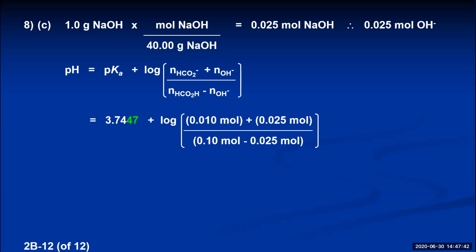So the numerator 0.010 plus 0.025, the denominator 0.10 minus 0.025, and the pH of this solution rises from 2.74 up to 3.41. So the more strong base, or it would be true for strong acid, you put into a buffer, the more the pH actually really does change.